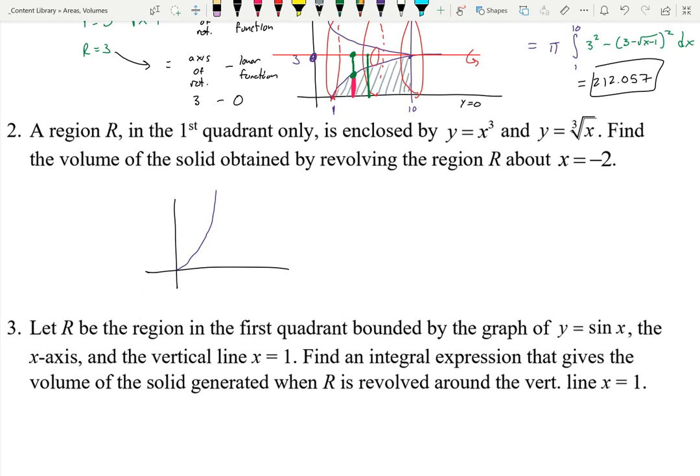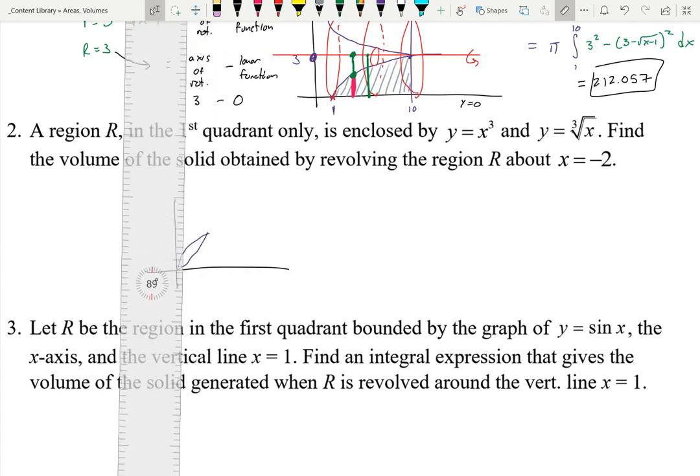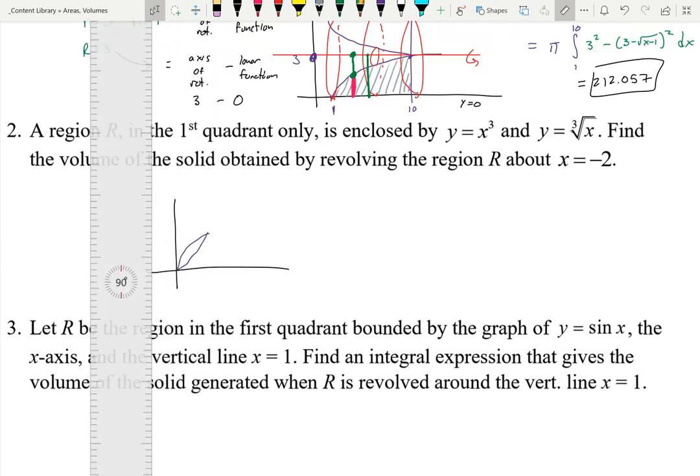And then the cube root of x, similarly, comes in this way and then curves out that way. Again, I'm only in the first quadrant, so I'll ignore that part. And then I'm going to go ahead and erase these parts that we don't want because we can see that the region is defined right there. And then what I'm going to rotate around this time is the line x equal to -2. Now, x equals -2 is a vertical line.